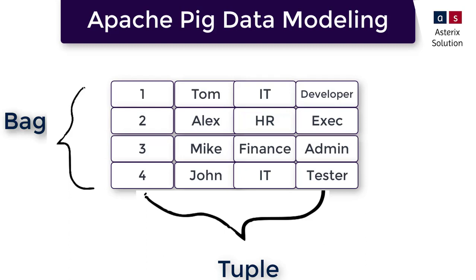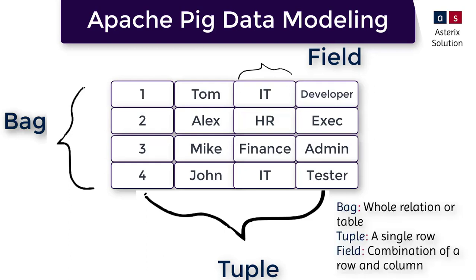And then you have got a field. A combination of a single row and column will be called a field here. So in the basic data modeling, you have got a bag, you have got a tuple, and you have got a field. The whole table or the whole data is called a bag. Then you have got a tuple, which is a single row, and then you have got a field, which is a combination of row and column.